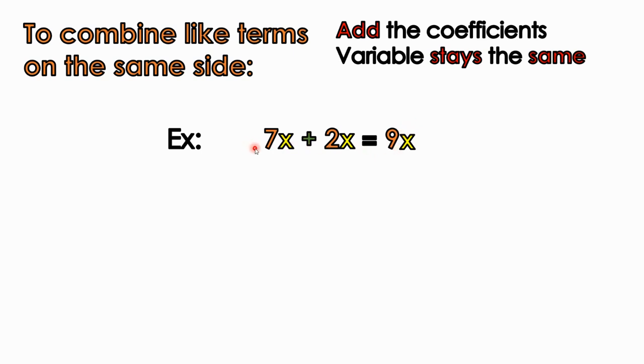So it's kind of like saying you have 7 hamburgers and 2 hamburgers. Well, I'm going to be ordering 9 hamburgers. So that's why we can add them together. We're grouping them by adding. Let's try another one.